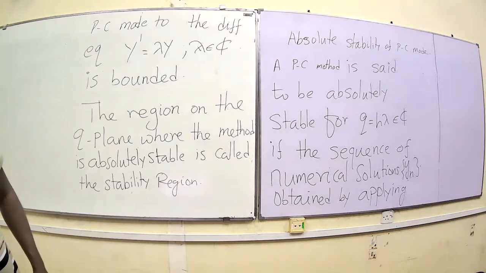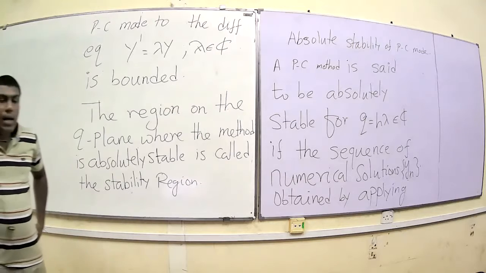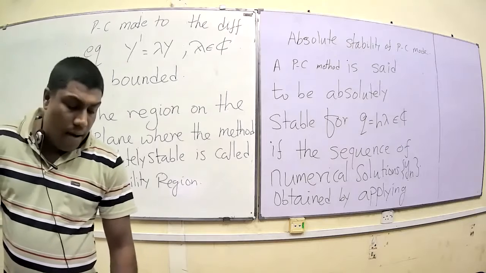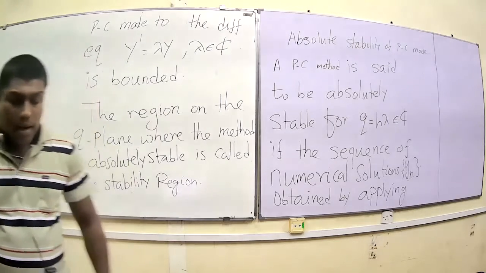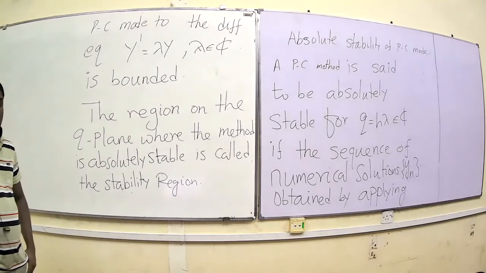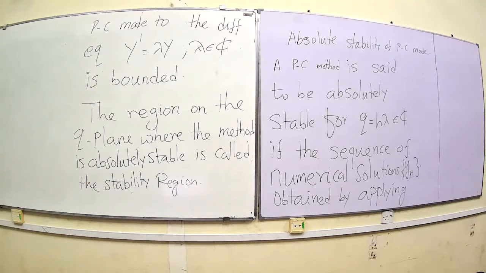So that's almost similar to the definition we studied for absolute stability, but the only difference is that there we applied the linear multi-step method to this differential equation. Here we are applying the predictor corrector method to the differential equation. So you know that now we have two different methods, two different linear multi-step methods associated with this. So we have to incorporate all of them. We will see how we can do that.